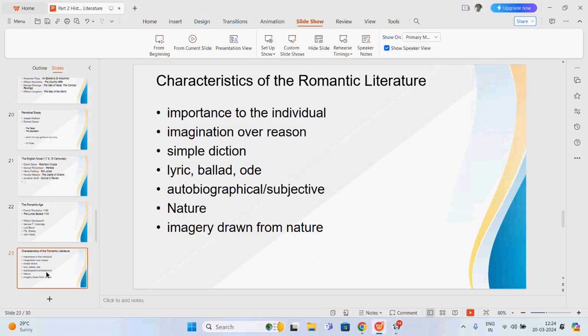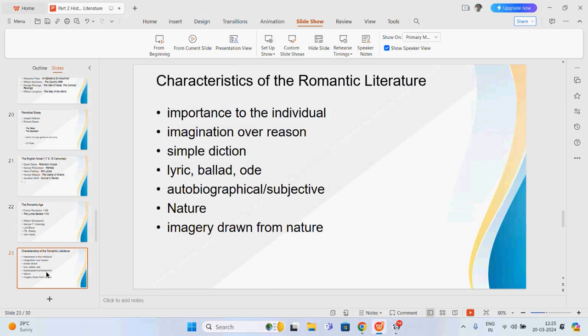What are the characteristics of the romantic literature or of the romantic age or romantic poetry? The romantic writers gave more importance to the individual. There was more importance to imagination than to reason. It is almost the opposite of the neoclassical age. There is use of simple diction. The writers felt that if the poet experiences emotions that are common to the people, then the language used should also be common to the people.